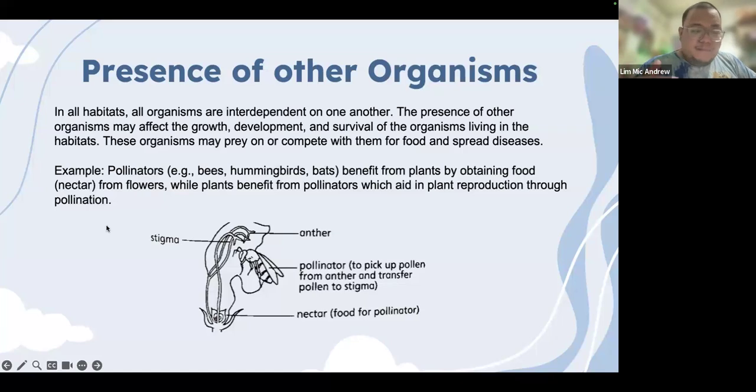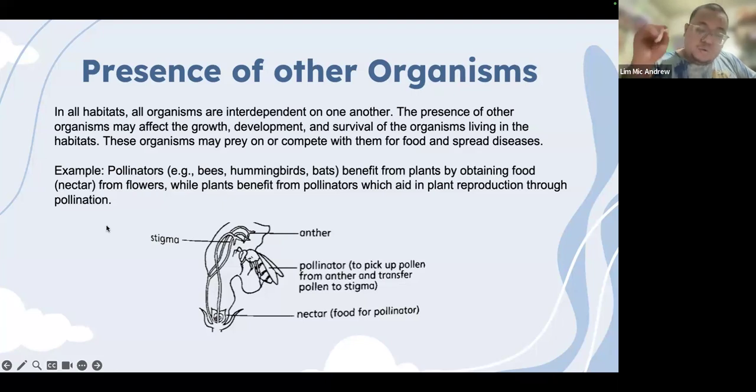Other examples are bees, hummingbirds, and bats. They benefit from plants by obtaining nectar from flowers. But if the plants die, they have no more plants to get nectar or food, so they will eventually leave as well. So this is known as interaction. Organisms interact with other organisms living in the same habitat. This interaction can help or harm them.